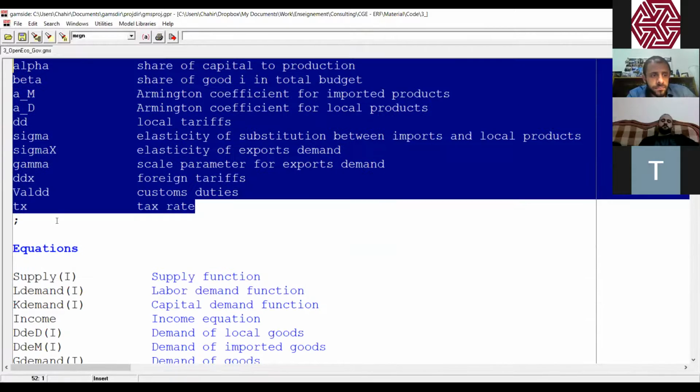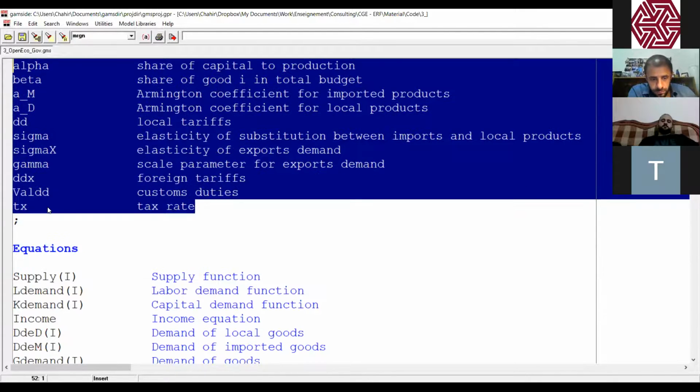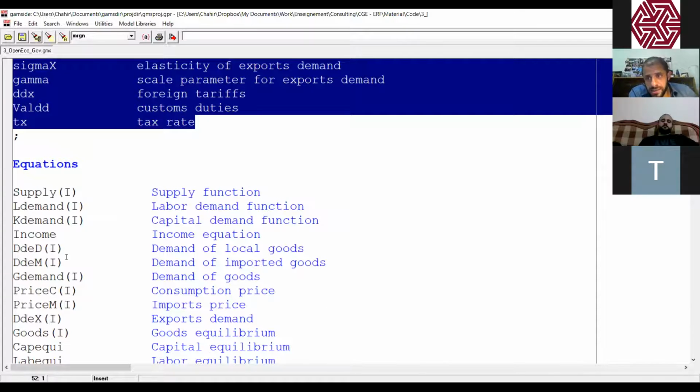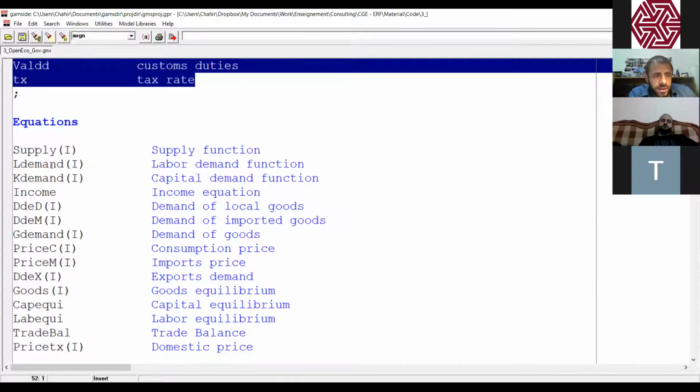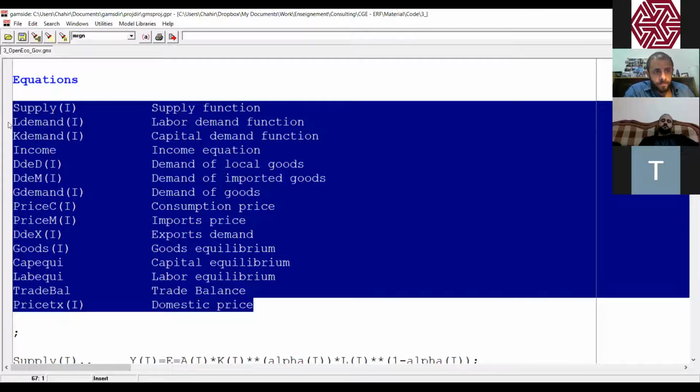Okay. Any questions on this part? We move to the equations. It's the same rationale, where we have the equations with their indices, but we have to add all the new equations that we had in the model for prices, for demands, for the equilibrium, for the trade balance, and so on. So everything here has been added to the equations.